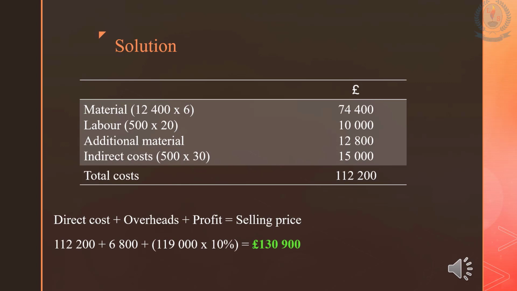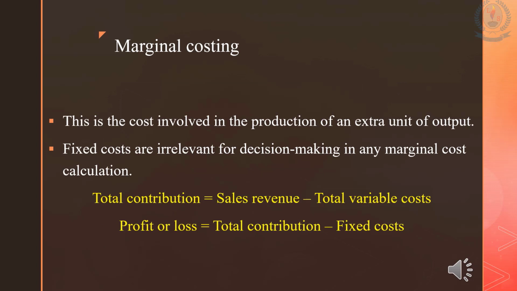It is 112,200. So using absorption costing, we use the formula direct cost plus overheads plus profit equals the selling price. The total cost is 112,200 pounds, to which selling and distribution costs of 6,800 will be added. This gives a total of 119,000 pounds. Adding a markup of 10% will give you the selling price of 130,900. Marginal costing. In marginal costing, only variable or marginal costs are considered in determining the cost of a product.